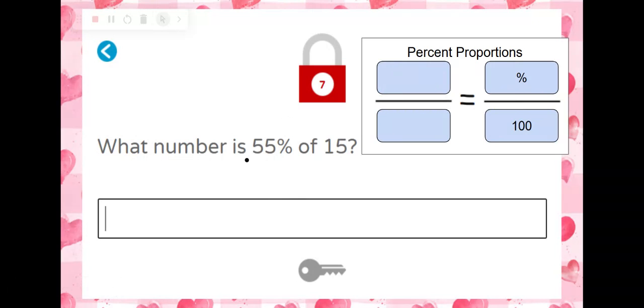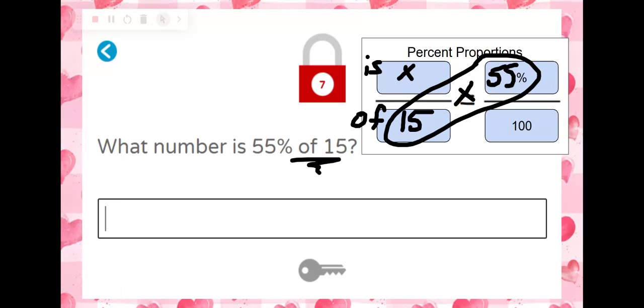What number is 55% of 15? We have our percentage. 55% of 15 is over of. So our of is going to be our whole. We're not sure what our part is. What number is 55% of 15? We're going to butterfly 15 times 55 divided by 100.